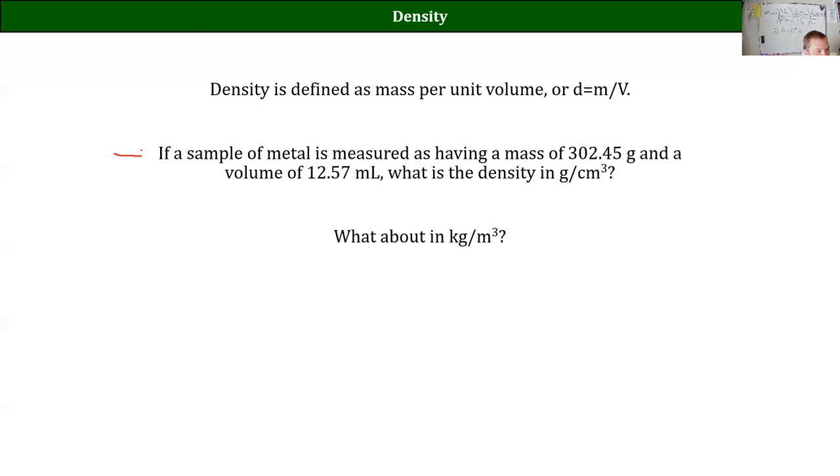If we have a sample of metal, measured as having a mass of 300 grams and a volume in milliliters, what's the density in grams per cubic centimeter? And then what is the density in kilograms per meter cubed?